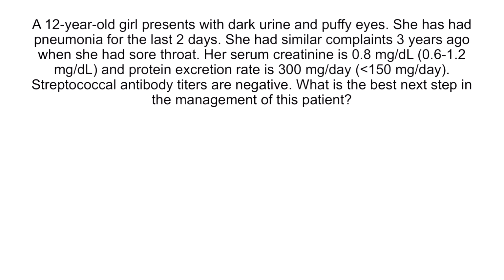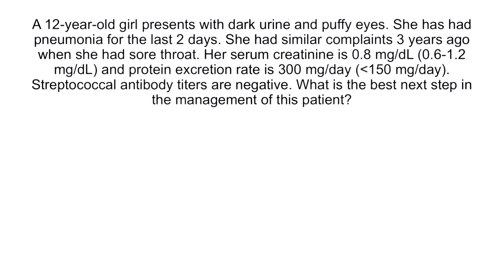A 12-year-old girl presents with dark urine and puffy eyes. She's had pneumonia for the past 2 days. She had similar complaints 3 years ago when she had sore throat. Her serum creatinine is 0.8, and protein excretion rate is 300. Streptococcal antibody titers are negative. What is the best next step in the management of this patient?